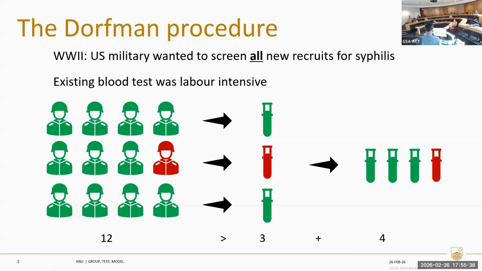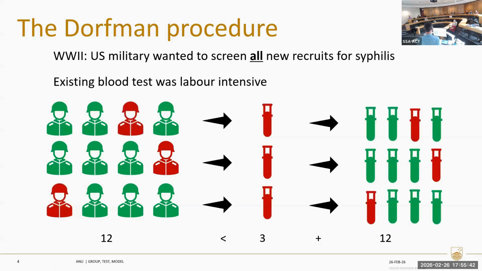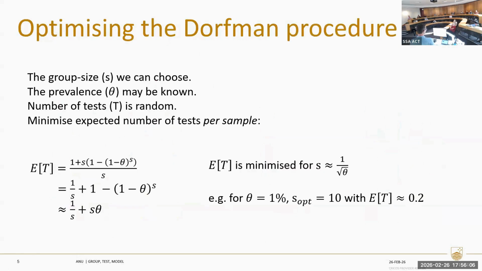Like what if this particular set of 12 soldiers are unlucky and 3 of them have syphilis, and not only that, those 3 end up in different pools. In that case, if you're screening 12 people, you do 3 group tests, and then you go back and individually retest everyone. So you're still doing 12 individual tests plus an additional 3 group tests. So you're now doing 15 tests to screen 12 people. So that's not good.